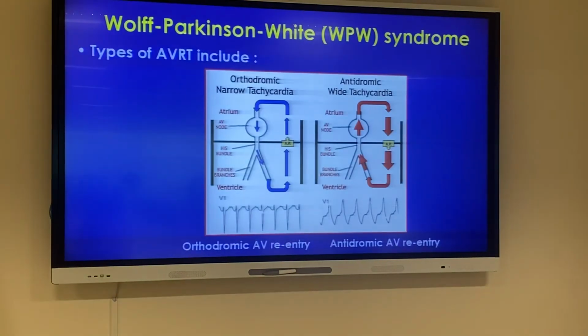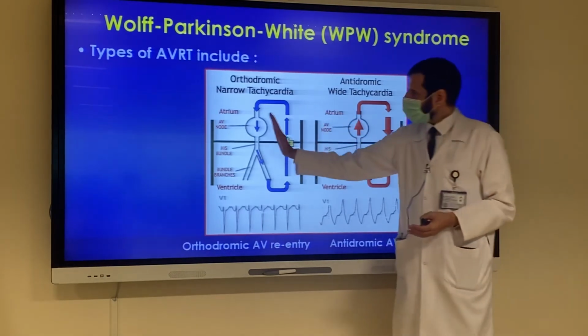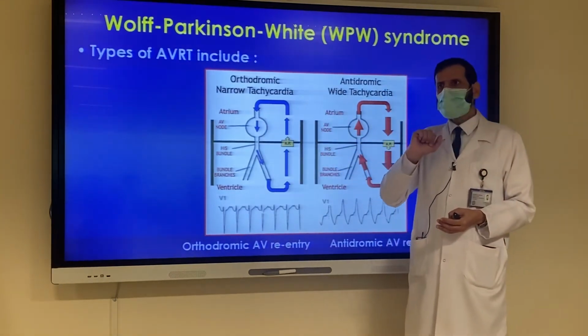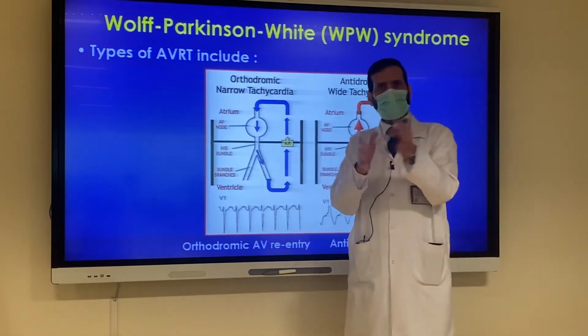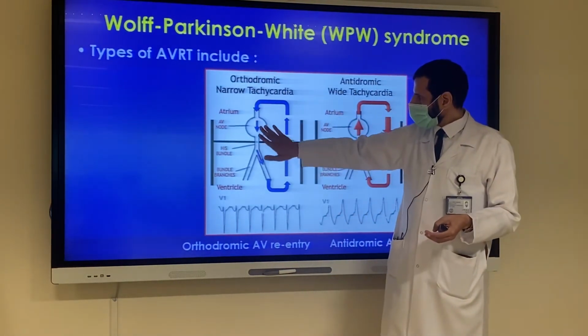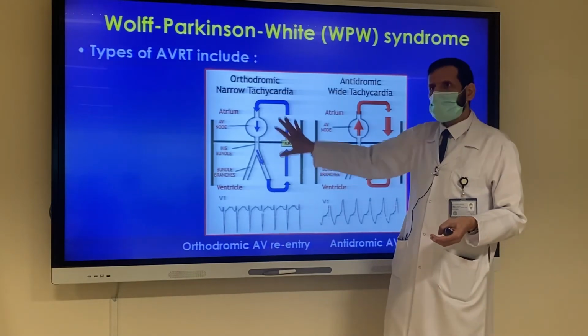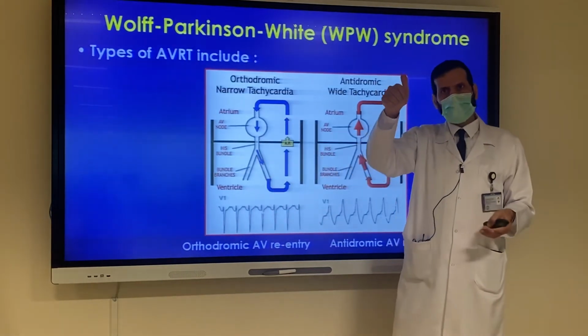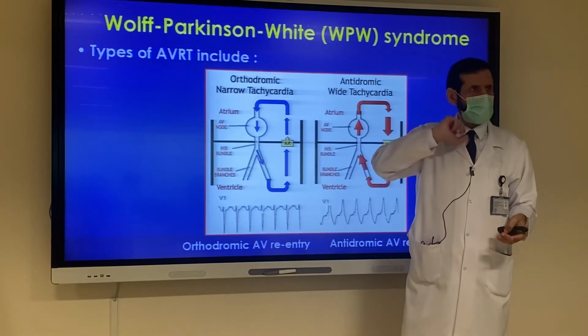Okay, so this is the AV node. This is the pathway. Normally, we will see the same ECG I showed you earlier. The impulse comes down the AV node, delayed, with some activation of the ventricle, and then back to normal. So just short PR, delta wave, wide QRS complex.